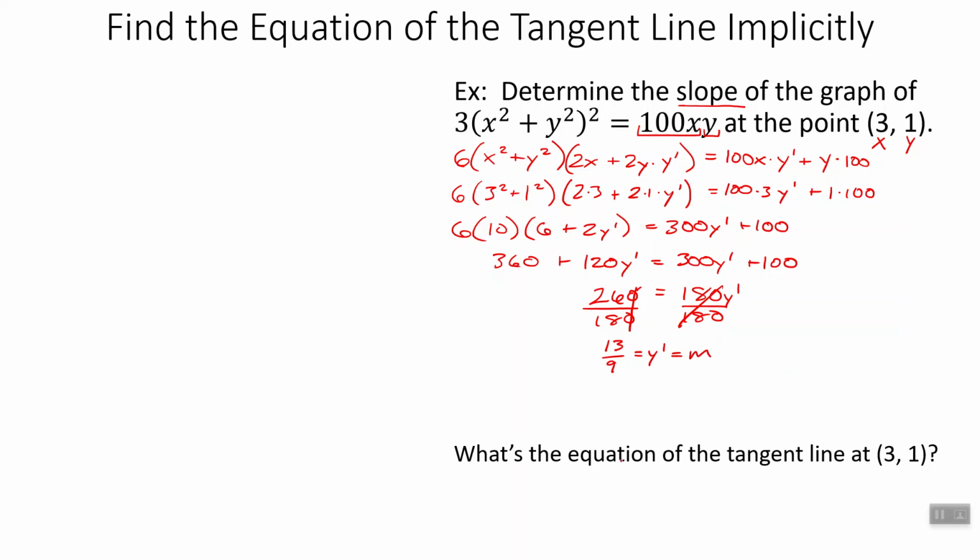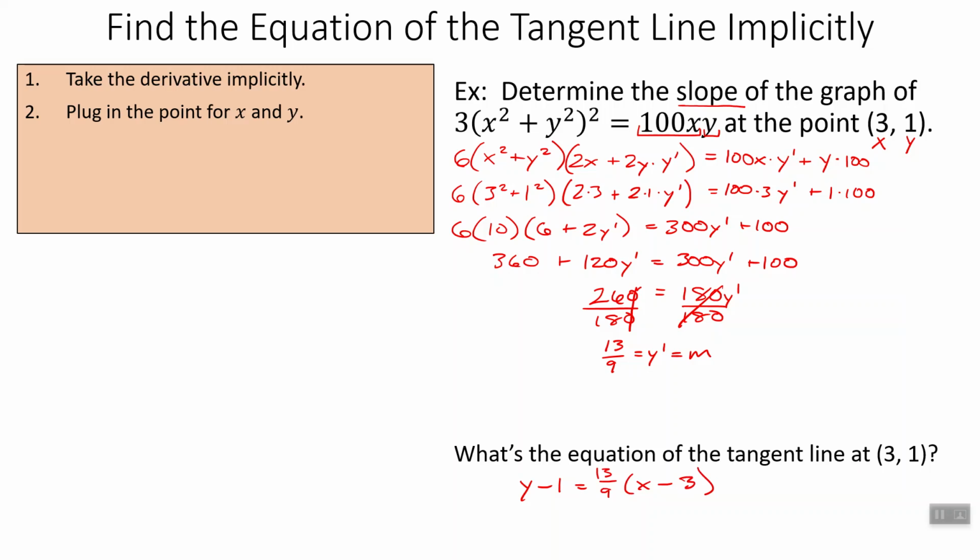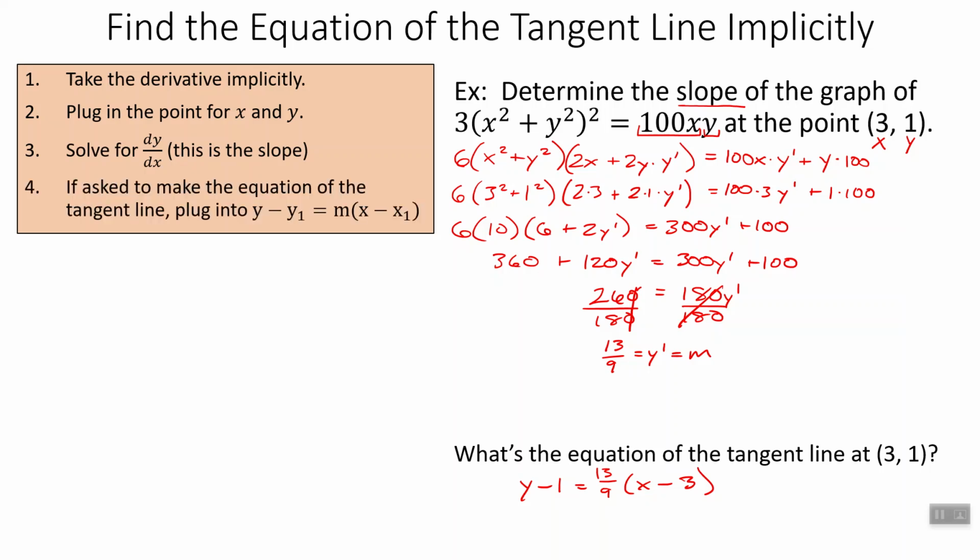All right, if we wanted to make the equation of the tangent line at that point, well, y minus our y value, 1, equals our slope times x minus our x value, 3. And there's our equation. All right, so we took the derivative implicitly, we plugged in for x and y, we solved for dy/dx, which in this case is our slope, and then we plugged into the form to write out the equation.